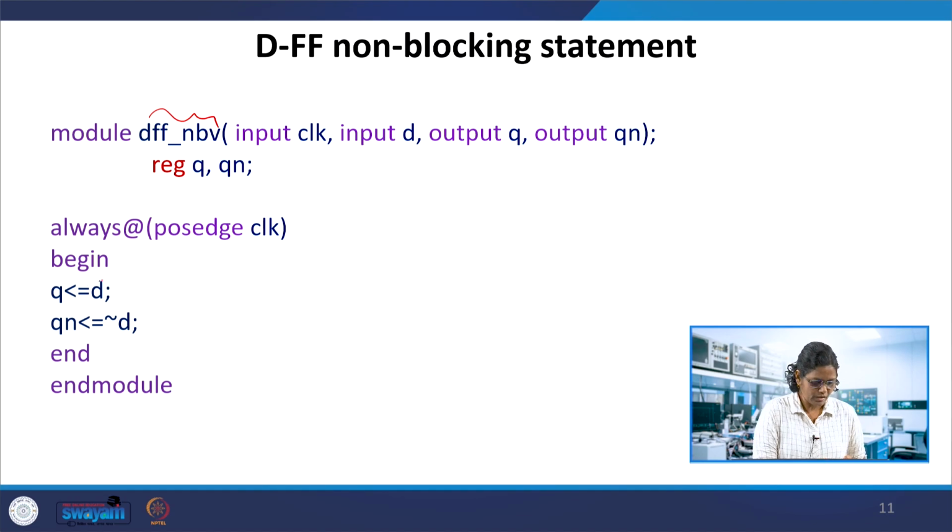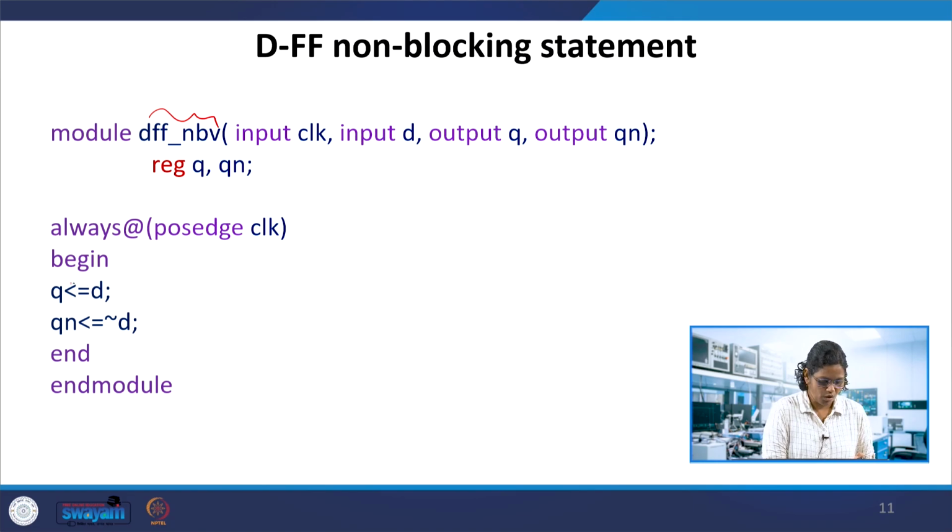Here, whenever there is a passage of the clock, D is evaluated. That means whatever value D has is not assigned immediately to Q, and tilde D is evaluated and it is not assigned immediately either. So within the always block these are sequential. At that time D is evaluated, not assigned; tilde D is evaluated, not assigned. After this evaluation, all the assignments take place at the end of the current simulation time. So D will be assigned to Q and tilde D will be assigned to Qn at the end of the current simulation time, when the clock passage is evaluated.